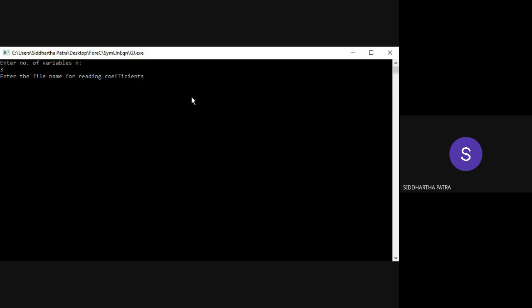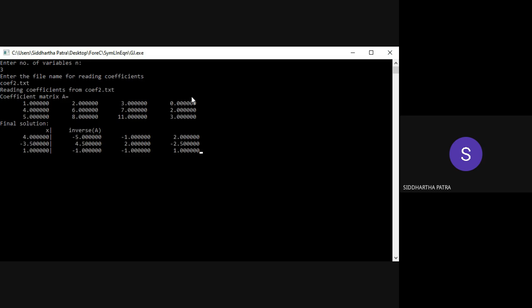Okay, I have created multiple examples, and that's why I have created multiple files. So that's why I'm asking here the user to provide the name of the file. So currently I'm reading coef2.txt. I have made about 3 different files with different sets of equations. So at first it reads the coefficients and prints them out. Oh, actually it also does the solution.